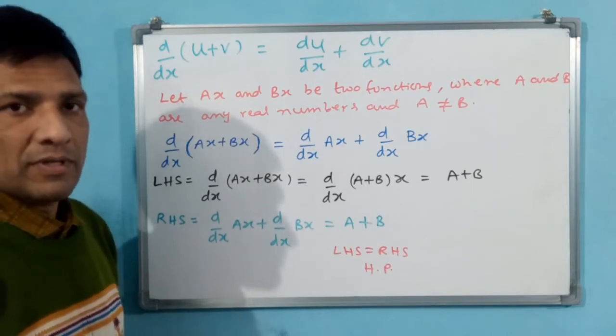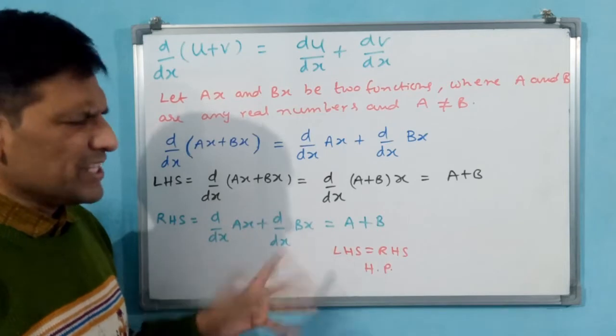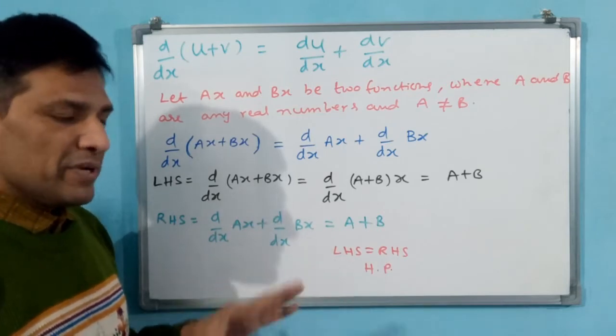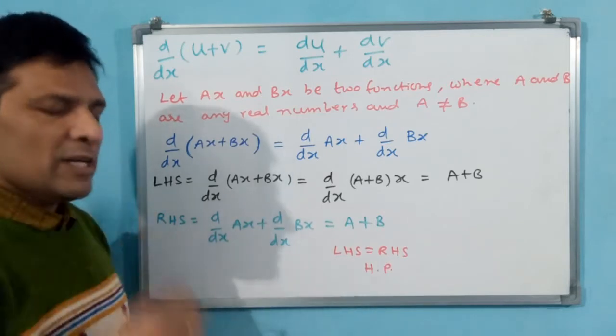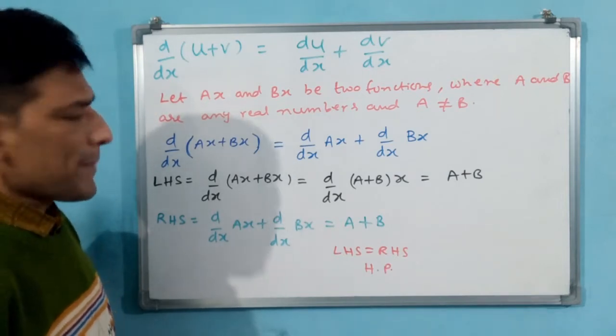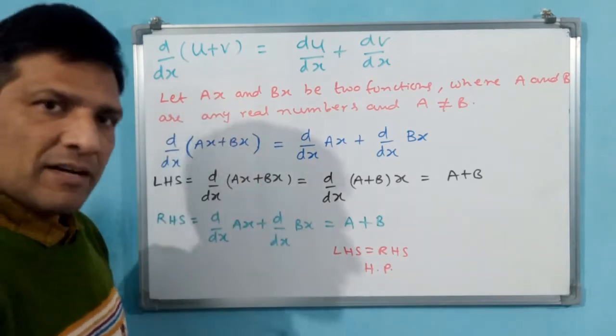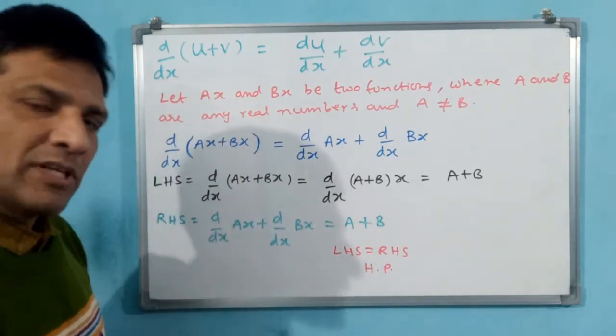Okay, this is the proof. See, addition and subtraction, or sum and difference, are easy. Multiplication and division are a little bit tricky. We will do those also, all of them. Now let us go for difference or subtraction of derivatives. That proof also we will take.